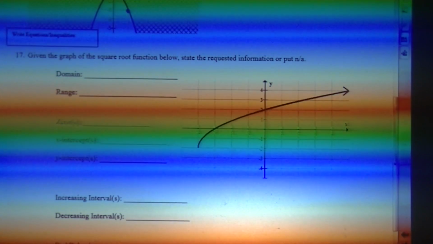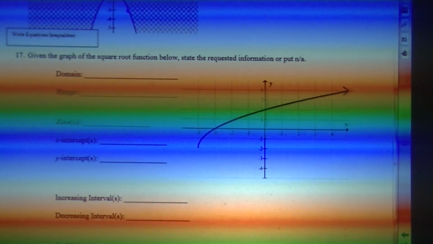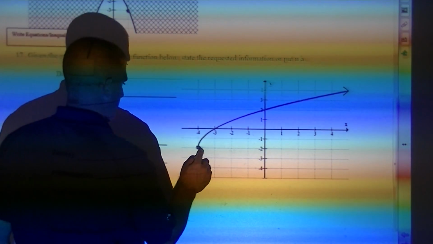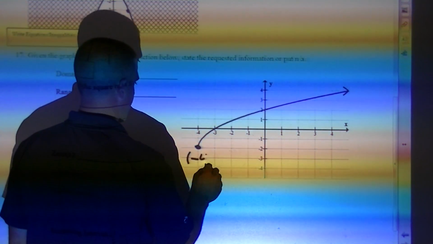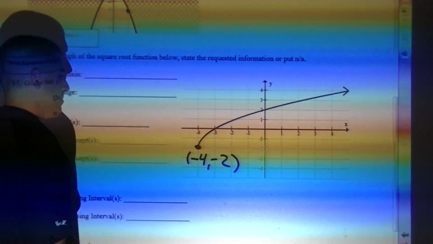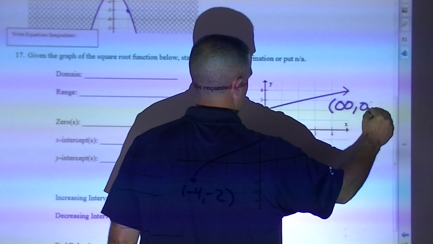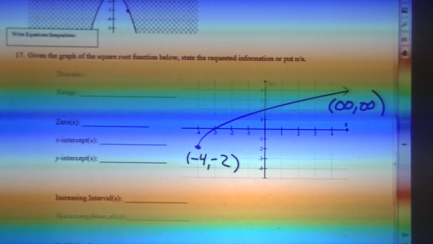Given the graph of the function below, find the information. So what I got here is -4, -2. This is very similar to our other problem. This would be infinity, infinity. Okay, let's find all this stuff.